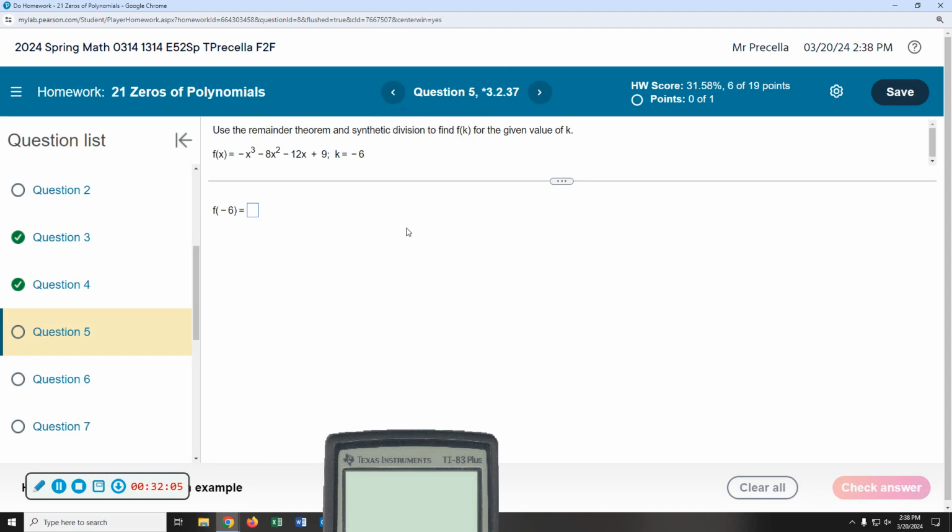Let's write it down. They give us a rather messy function: f of x equals -x cubed minus 8x squared minus 12x plus 9. They give us a k value of -6. They say use the remainder theorem and synthetic division to find f of k for the given value of k. So they want us to find f of -6. That's what we're looking for.